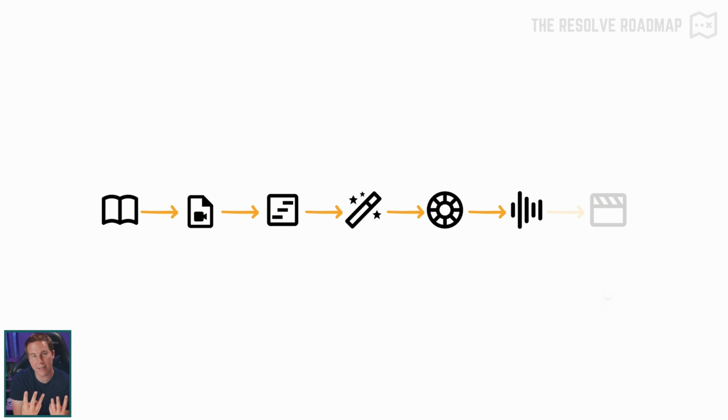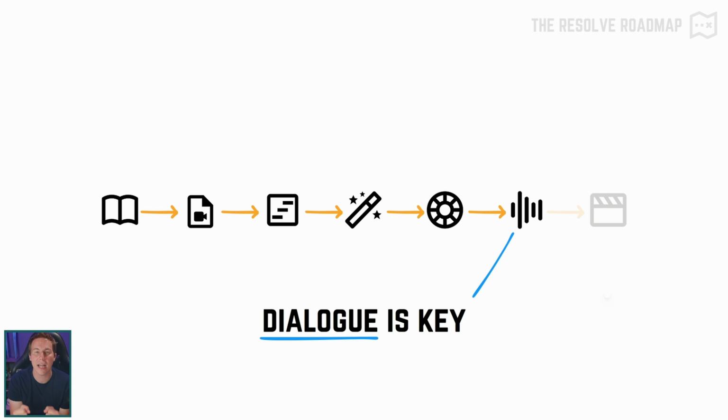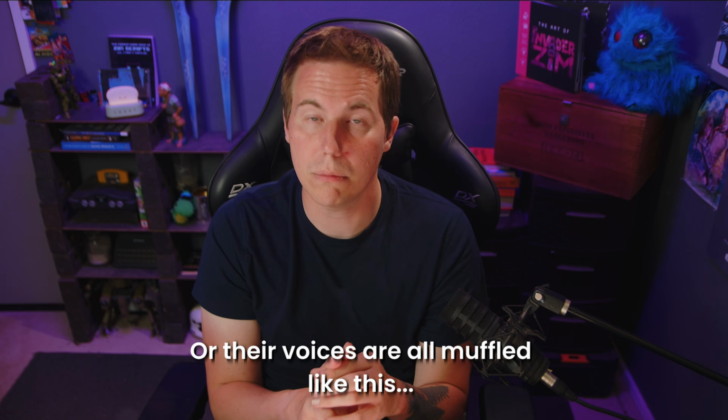Item number six is Fairlight, the audio section of Resolve. And the big thing you need to know is that dialogue is key. What does that mean? If you have a voiceover, or if you have characters talking in your movie, but you can't understand what they're saying, or you can't hear them over the music, or their voices are all muffled like this, that's going to be a problem, mostly for clarity and for your story. But also it's going to be really annoying. You don't want people to have to work hard to enjoy your movie.